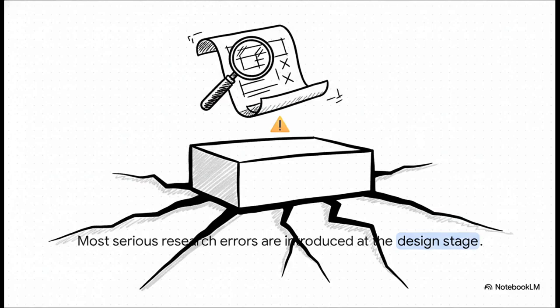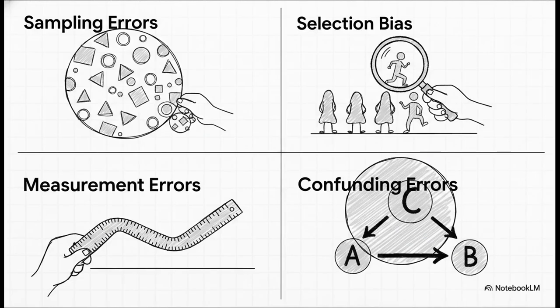serious, unfixable errors in research don't happen when you're analyzing the numbers. Nope. They happen right at the very beginning, in the design stage. These are the cracks in the foundation. So here are a few of the biggest culprits.